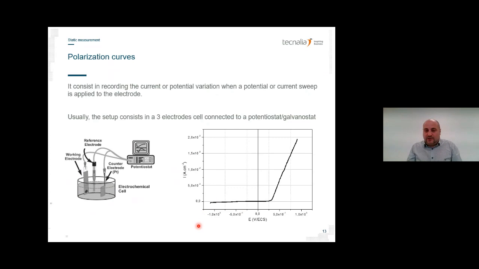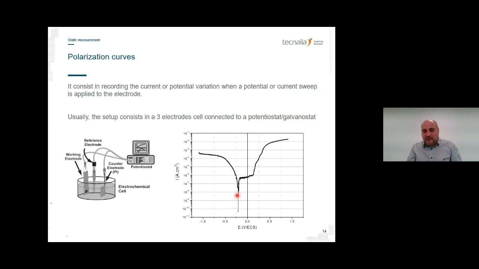There is another representation that is more convenient, which is to put the current on a logarithmic scale. But that means that this part, because we cannot take the logarithm of a negative value, is going to pass into the positive area. In this case, we'll have this kind of shape, where we can see our cathodic area. Here we are going to very low values.